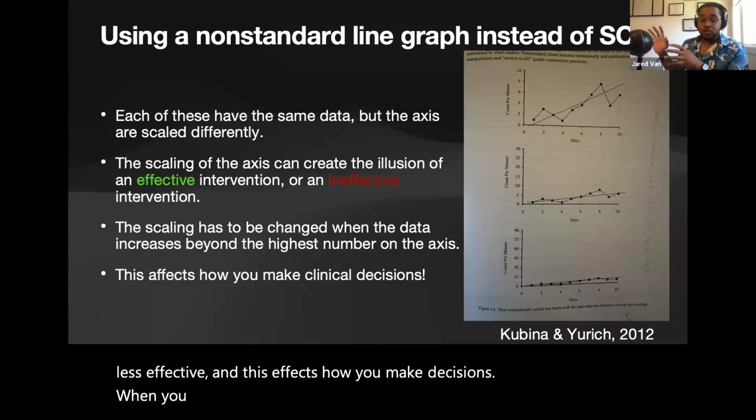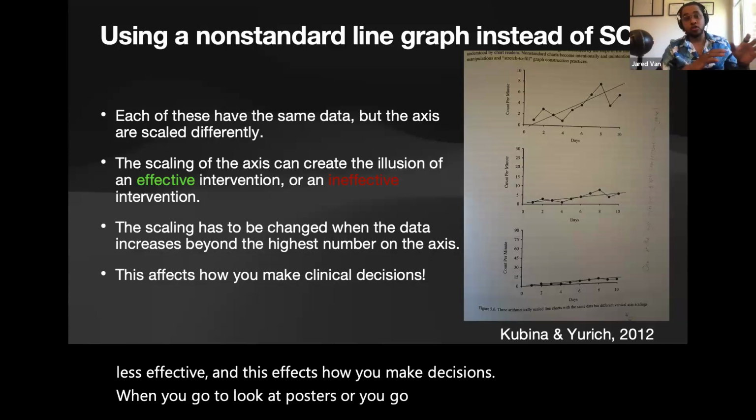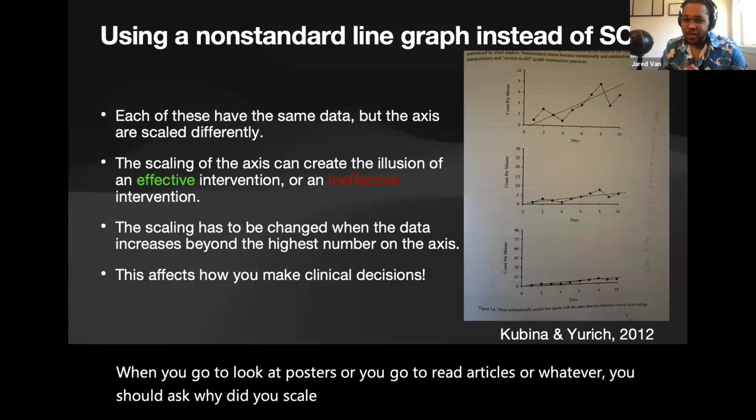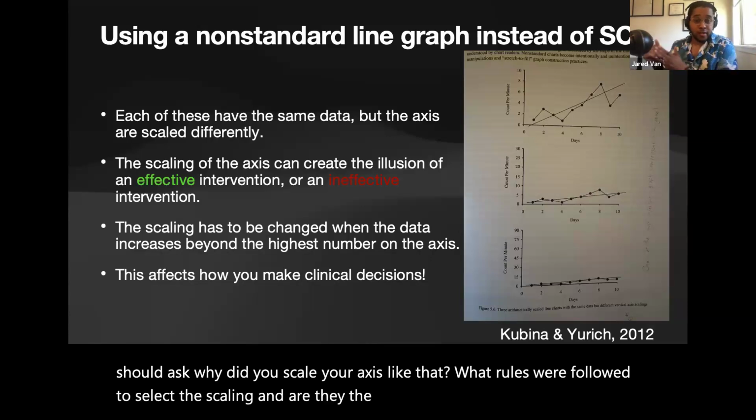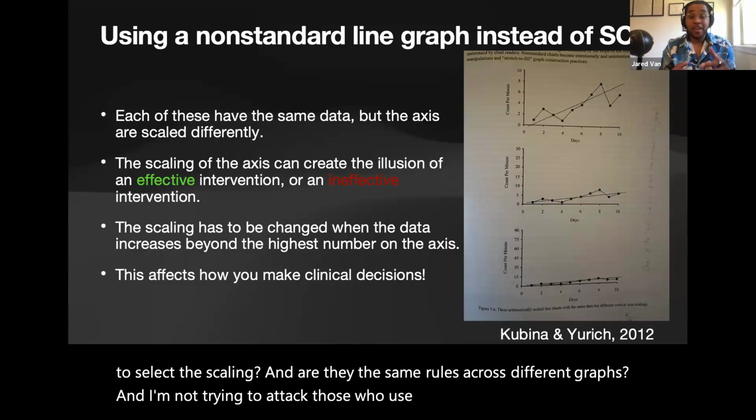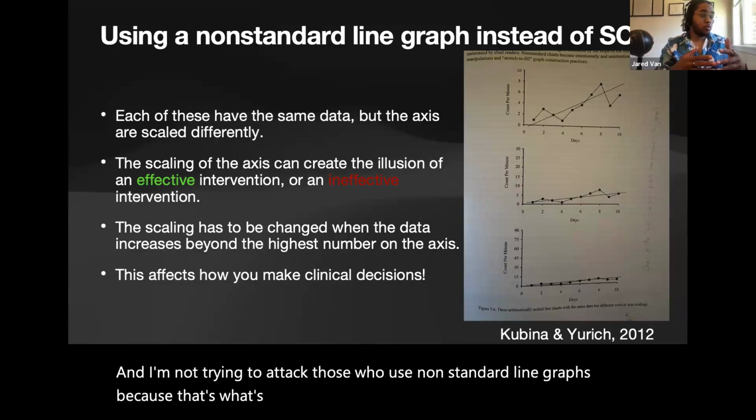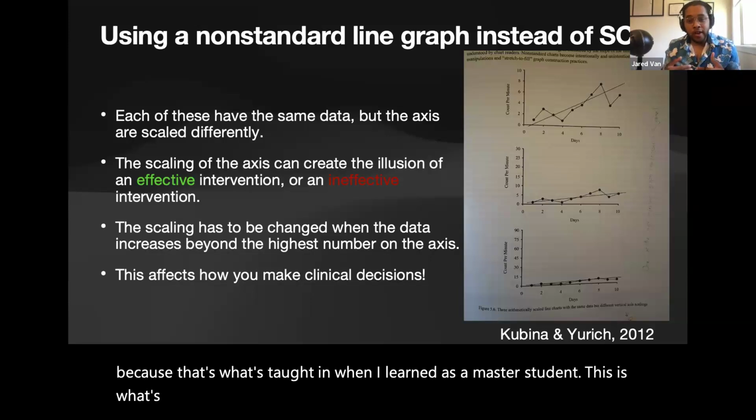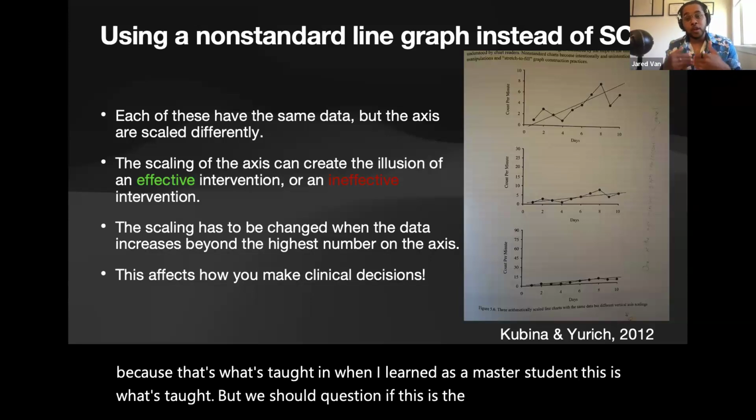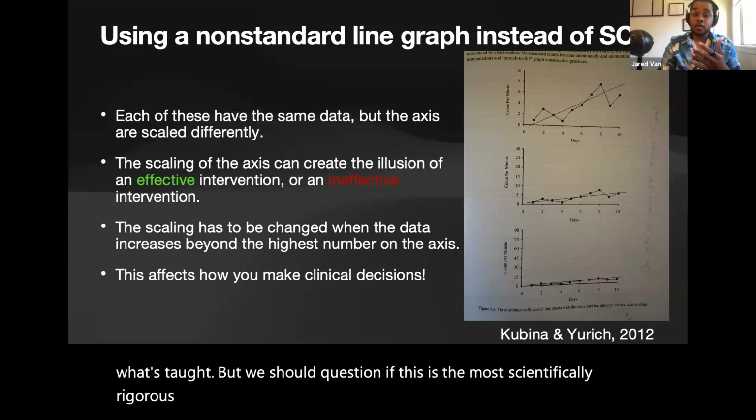When you go to look at posters or you go to read articles or whatever, you should ask, why did you scale your axis like that? What rules were followed to select the scaling, and are they the same rules across different graphs? And I'm not trying to attack those who use non-standard line graphs, because that's what's taught. And when I learned as a master's student, this is what's taught. But we should question if this is the most scientifically rigorous practice. And is there a better way?